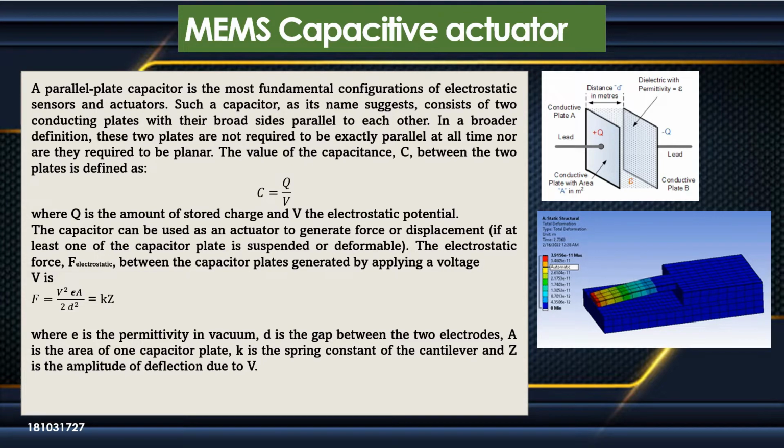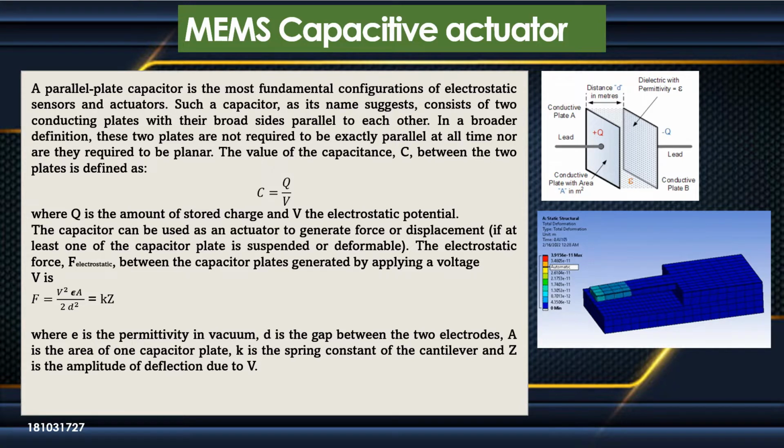A parallel plate capacitor is the most fundamental configuration for sensor and actuator. It consists of two conducting plates with their broadside parallel to each other. In broader definition, these two plates are not required to be exactly parallel, but they are required to be planar.